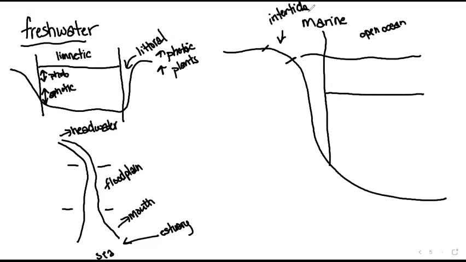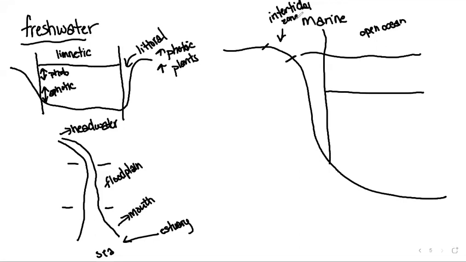So the intertidal zone is the places between high tide and low tide. If there is particular or appropriate temperatures and appropriate pH of the water, you may get, in this area right here, some corals growing. So you may get some coral reefs there.